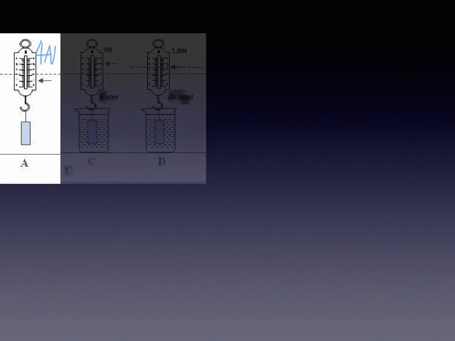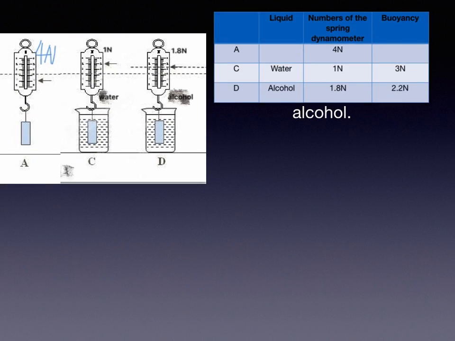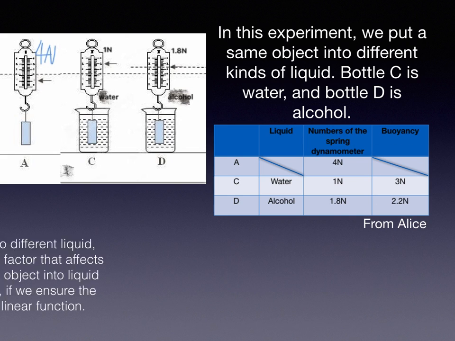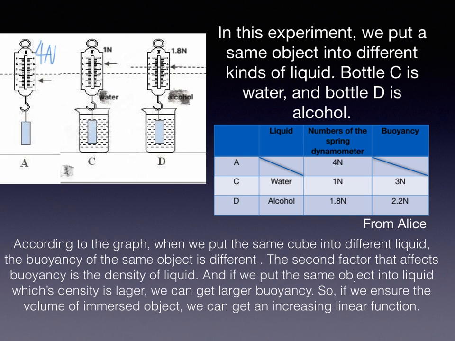The second experiment says that when we put the same objects into different kinds of liquid, the liquid in bottle C is water and the liquid in bottle D is alcohol. According to the experiments, I make a graph. According to the graph, when we put the same objects into different liquids, the buoyancy of the same objects is different.